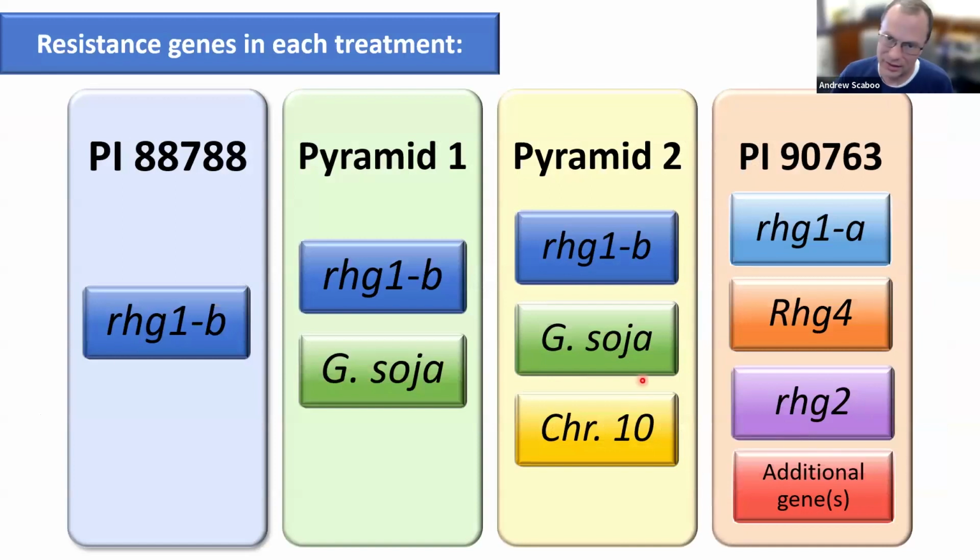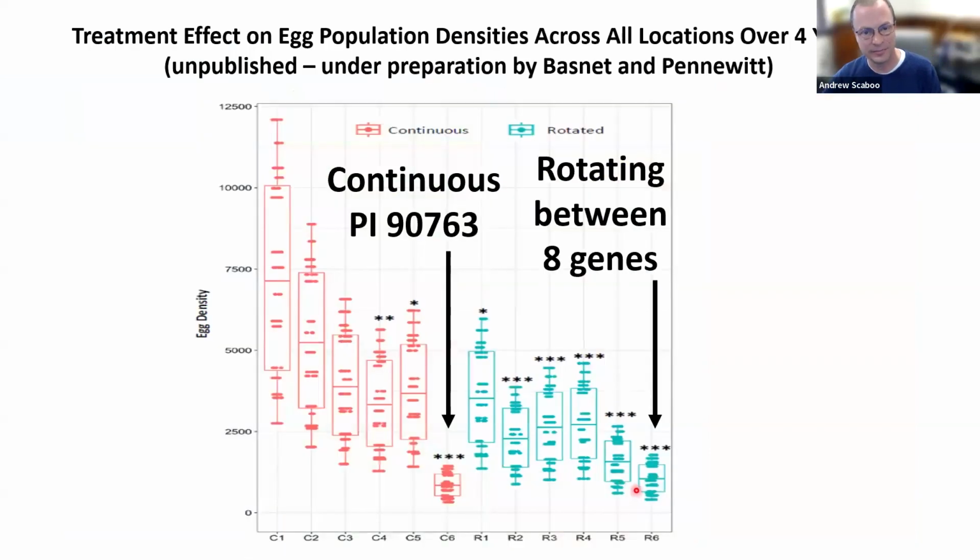We had 3 pyramids, and we didn't talk about these glycine soja genes. Matt's group and Andrew Bent and Brian discovered these glycine soja nematode genes that are very beneficial, as well as this chromosome 10 is another gene. And so we have a lot of genes right now that we understand, and we want to understand how these different combinations work in rotation with each other.